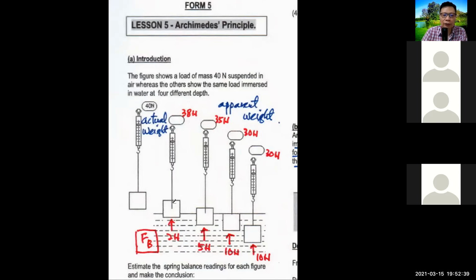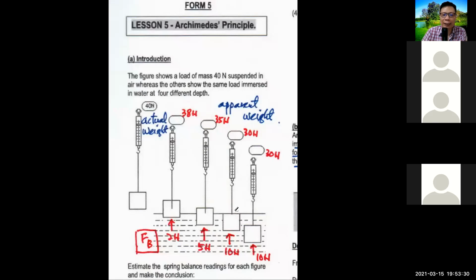Okay, after that you submerge deeper inside. Now you see here, it drops further to 35. So minus 5 now. When you do 40 minus 35, you get 5, meaning that down here there is 5 Newton of force supporting the object. So this buoyant force now becomes 5 Newton. Next, the object is fully submerged now. The reading dropped to 30, minus by 10. So the buoyant force here is 10 Newton, supporting the object.